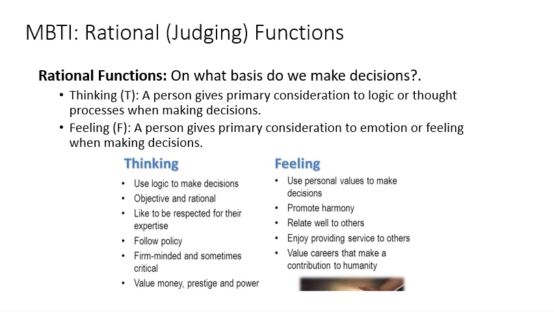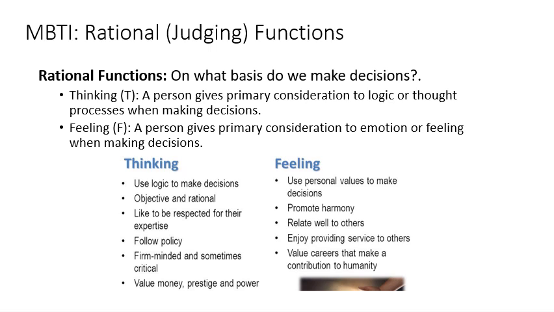A person whose rational function is based on thinking might tend to be objective, rational. They want to be respected for their expertise. They tend to follow policy. They might be very firm-minded and sometimes critical of others. And they might tend to value money, prestige, and power.